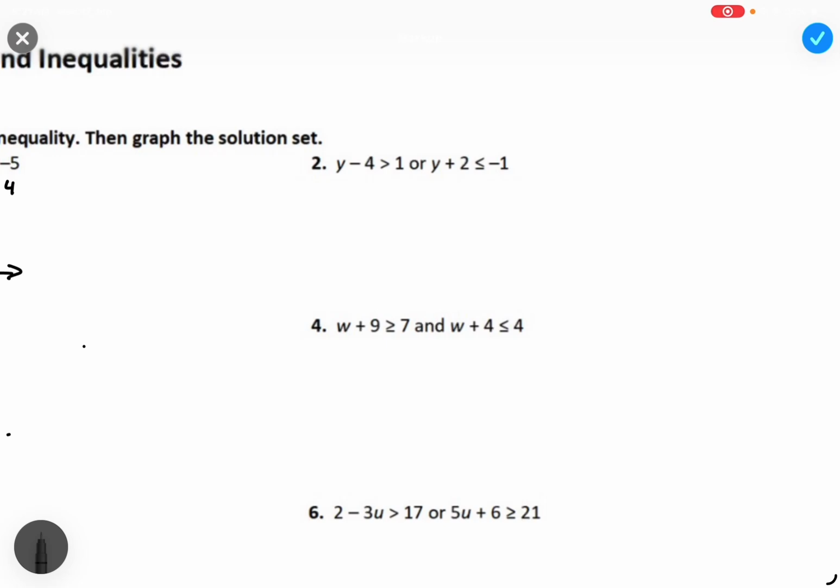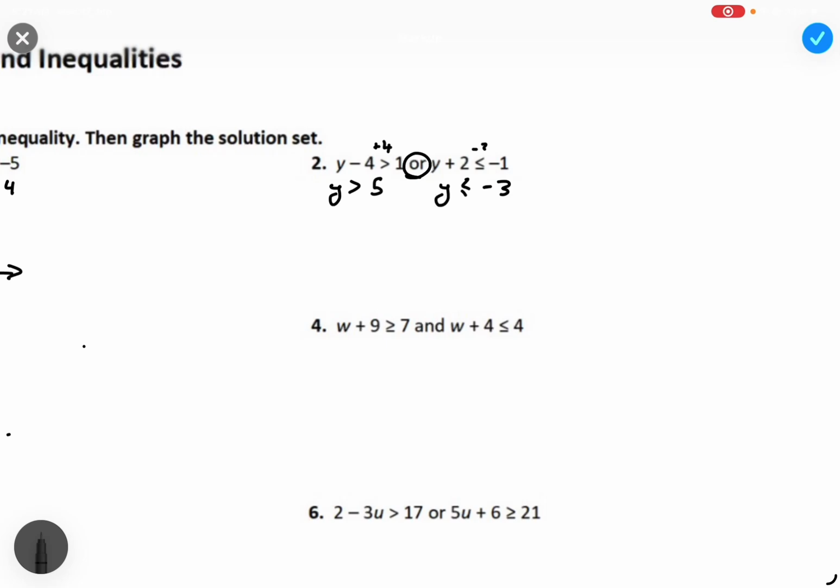Question 2. We solve for y on both equations. Y is greater than 1 plus 4. No, you do the opposite. 1 plus 4 is 5. And for this one, y is less than or equal to negative 1 minus 2, which is negative 3. This, or it can satisfy both equations. So these are the solutions.